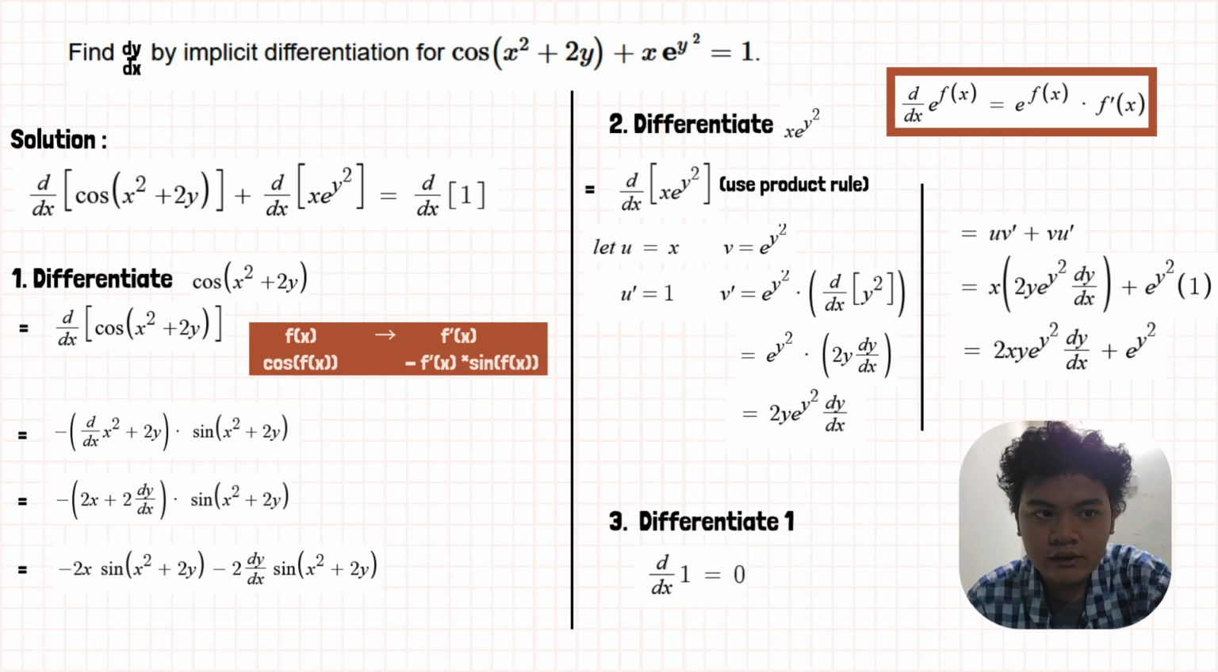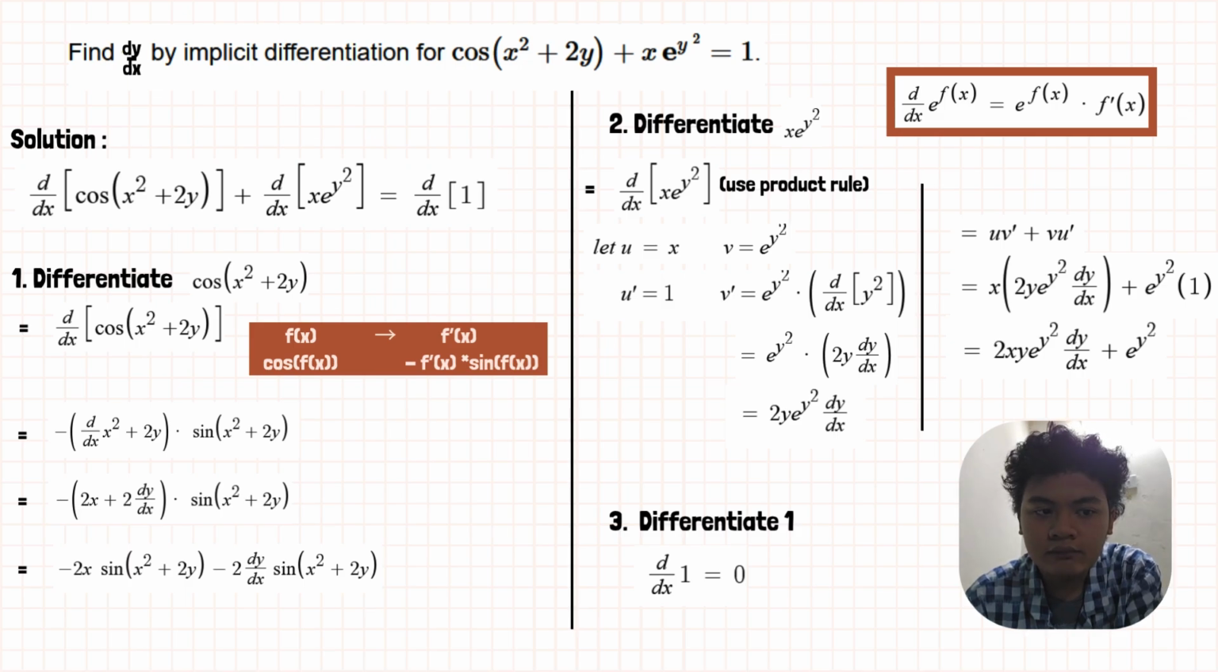Step 1, we differentiate the first term, which is cos of x squared plus 2y. For this, we will refer to the trigonometric derivative rule. According to this table, the derivative of cos f(x) is negative f prime times sin f(x). Here our f(x) equals x squared plus 2y, so our f prime is 2x plus 2 dy/dx. After we apply this, we get negative 2x plus 2 dy/dx times sin of x squared plus 2y.